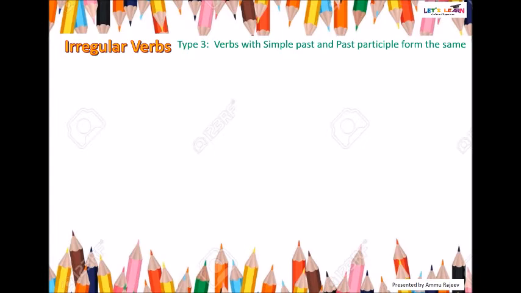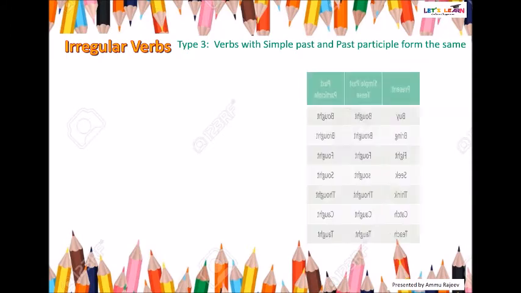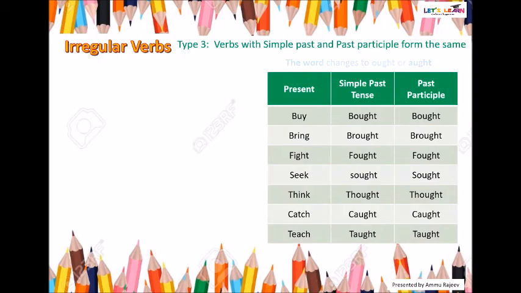This type of irregular verbs is further classified under different categories. I have put them in different tabular columns so that it is easy for you to follow them. Take a look at this tabular column. You will notice that these verbs take the OUGHT or AUGHT form in simple past tense and past participle form.